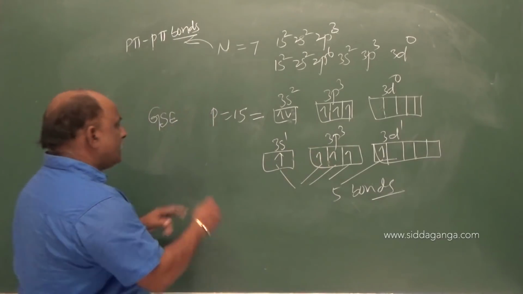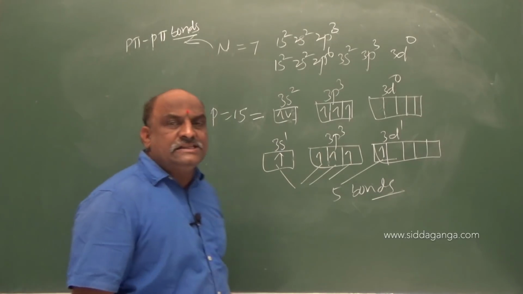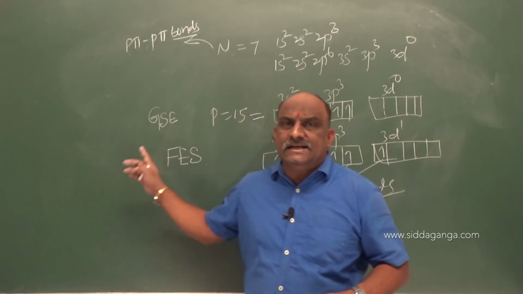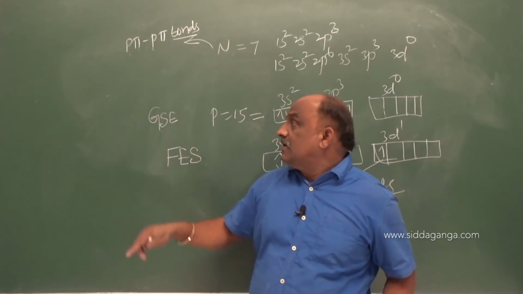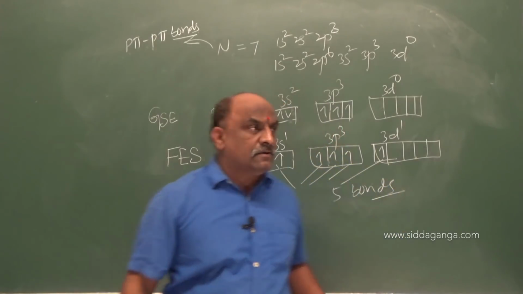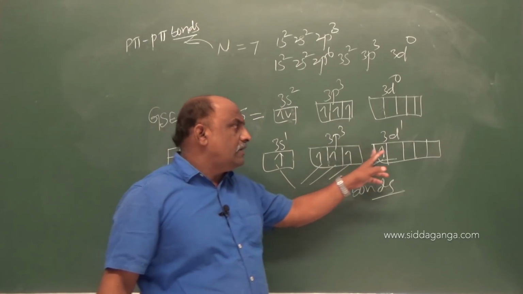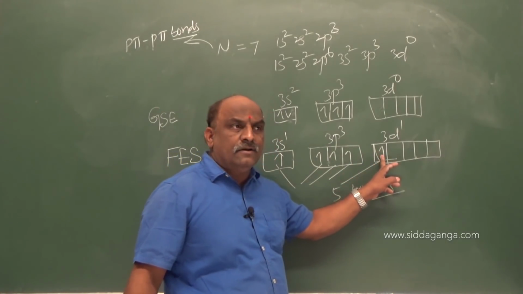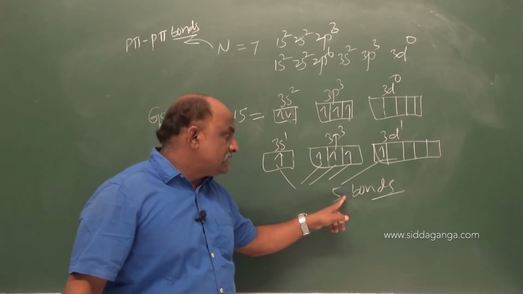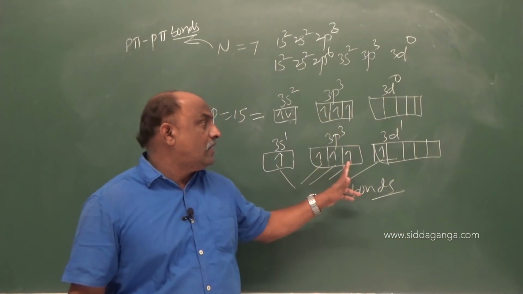So this electronic configuration is the first excited state electronic configuration. First excited state electronic configuration of phosphorus atom contains 1 electron in s orbital, 3 electrons in p orbital, 1 electron in d orbital. So the total unpaired electrons are 5 unpaired electrons. So phosphorus is ready to form how many bonds? 5 bonds. Phosphorus is ready to form 5 bonds.